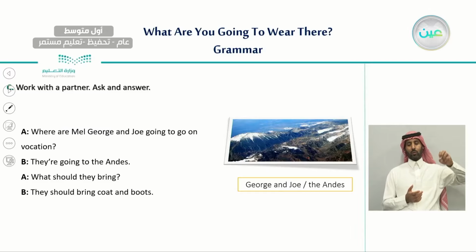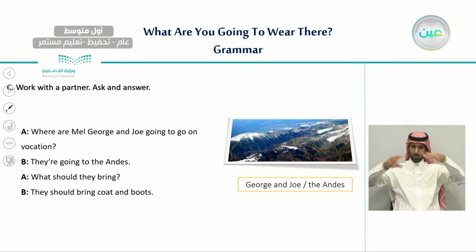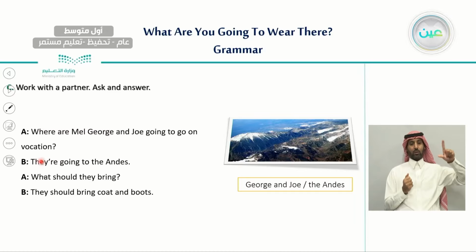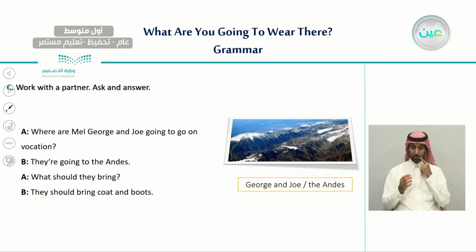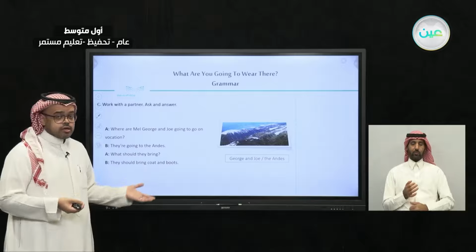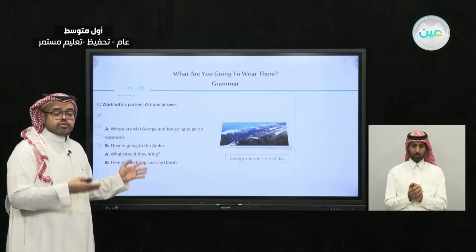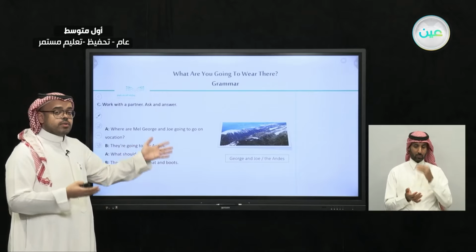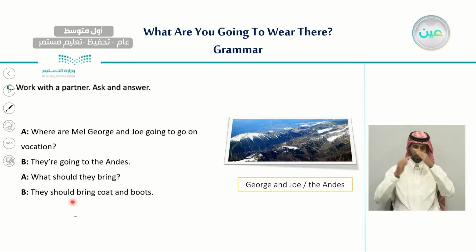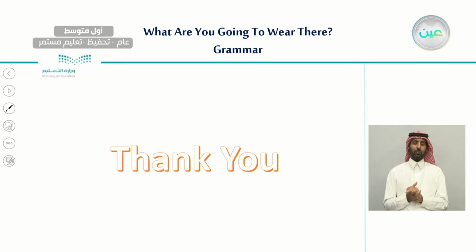Next, we have George and Joe from the Andes. And we can have a simple conversation like this. Where are George and Joe going to go on vacation? They are going to the Andes. And what should they bring? They should bring coats and boots. And this is also an example; you can make a similar one to this. Since the Andes mountains are cold, they should bring coats and boots.